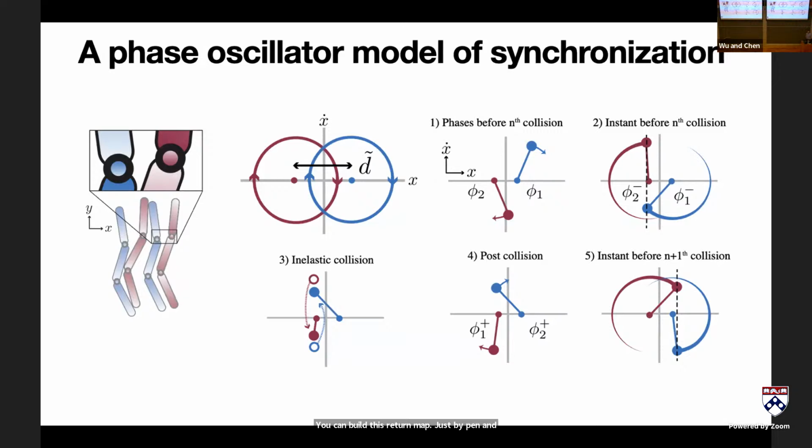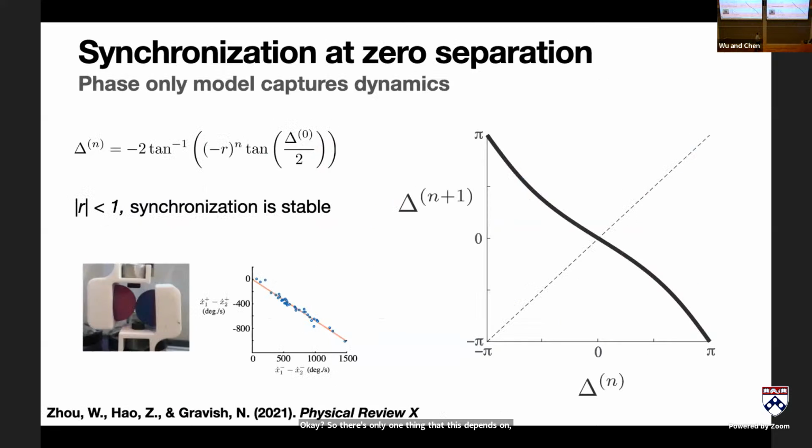These are very fun exercises to do. It's a horrible expression, but the only term in this expression, I argue, is the coefficient of restitution, which is kind of buried in this kappa term. So there's only one thing that this depends on, which is the coefficient of restitution of the system. If we measure that coefficient of restitution, we can construct the return map.